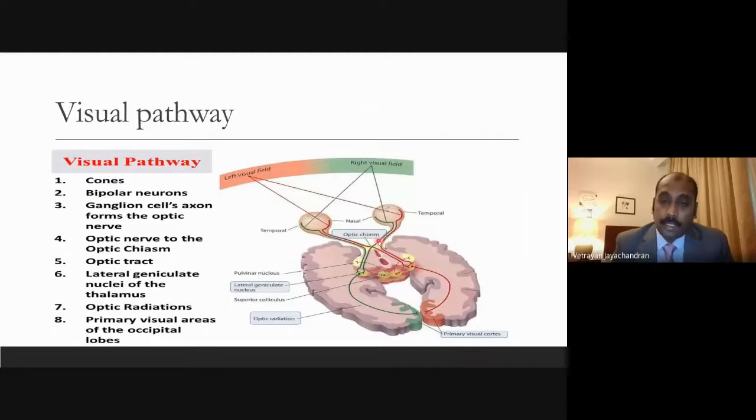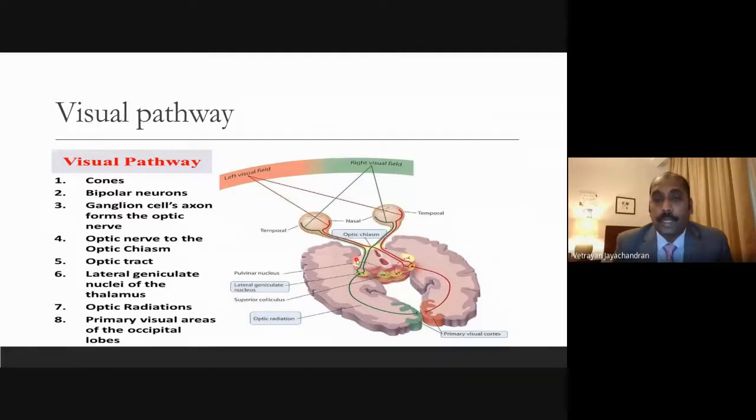After crossing in the optic chiasma, it enters the lateral geniculate nucleus, which is present in the thalamus. From the lateral geniculate nucleus, it goes to the visual cortex by means of the optic radiations. There is also some integration happening from the lateral geniculate body. Some of the information goes to the superior colliculus, which is present in the midbrain. Here, the movement of the eyes and object tracking are maintained, and then the information is sent back to the pulvinar nuclei in the thalamus.